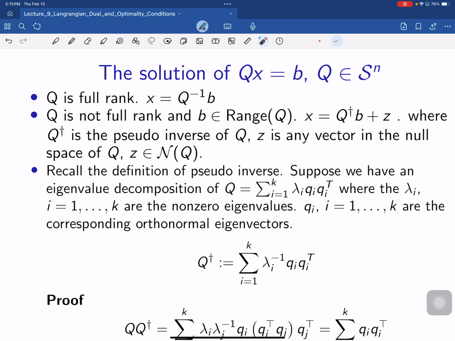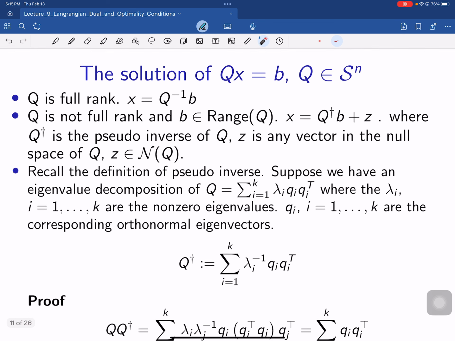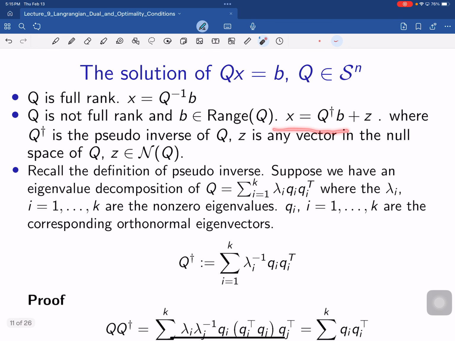When Q is full rank, of course, you can just take the inverse of Q. But when Q is not invertible and B is in the range of Q, or the column space of Q, then you can express x as the pseudo-inverse of Q times B plus z, where the first term is the pseudo-inverse and z is any vector in the null space of Q. Okay, you can check that is true.